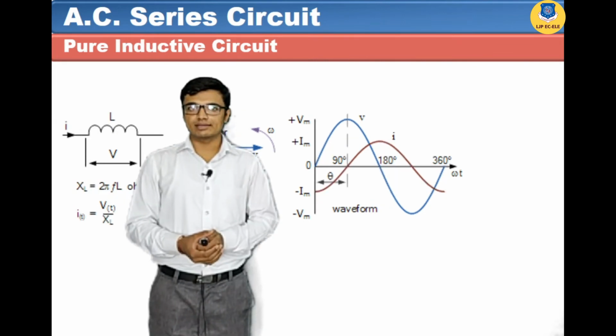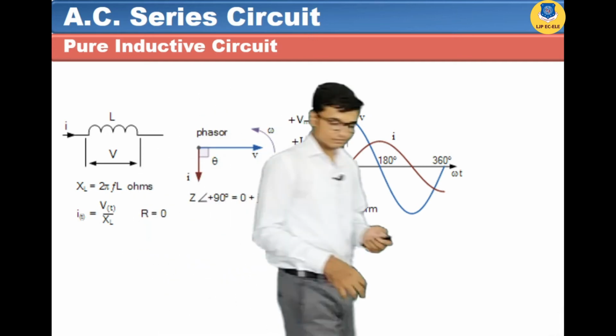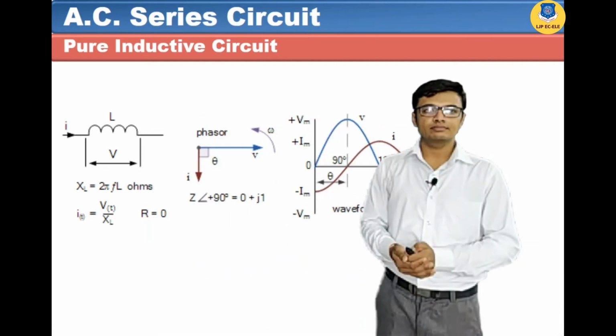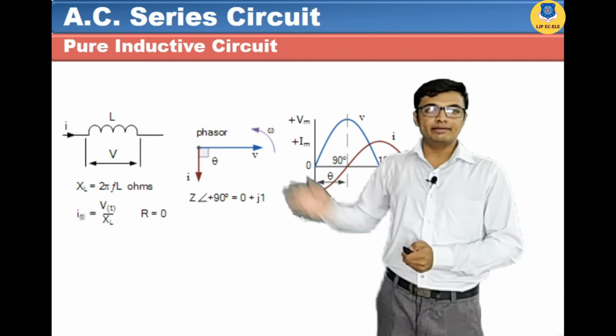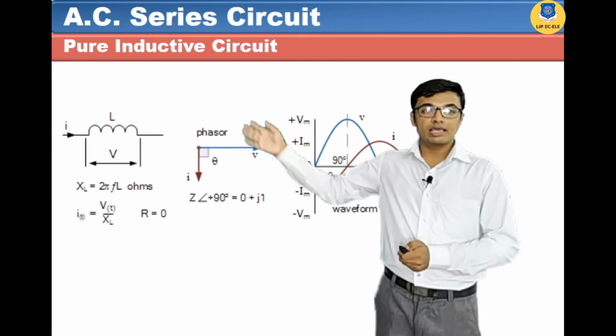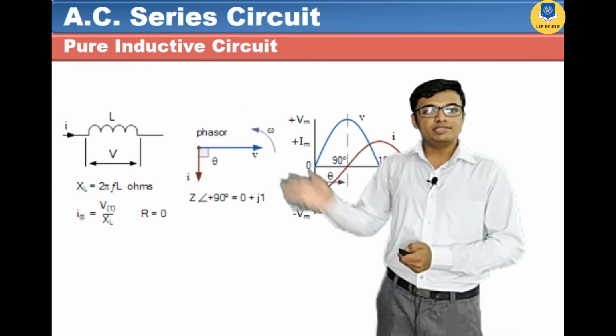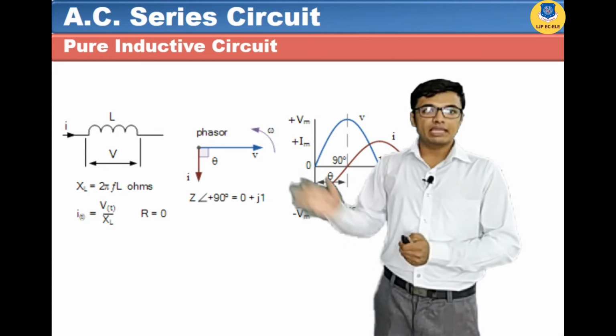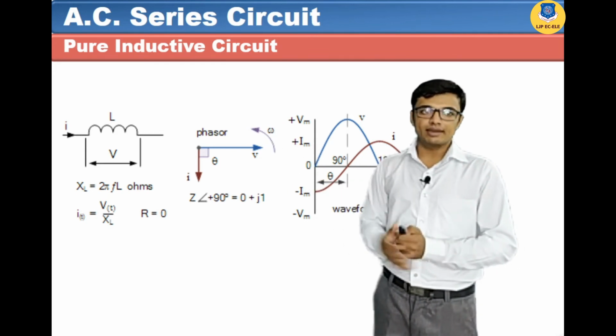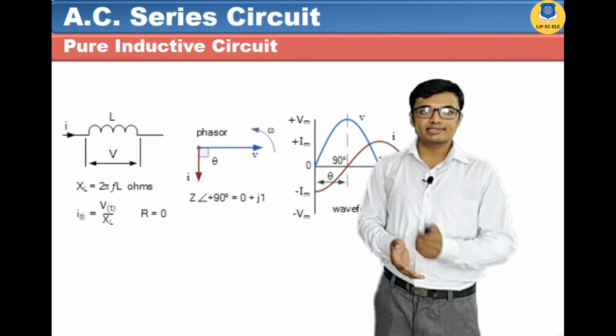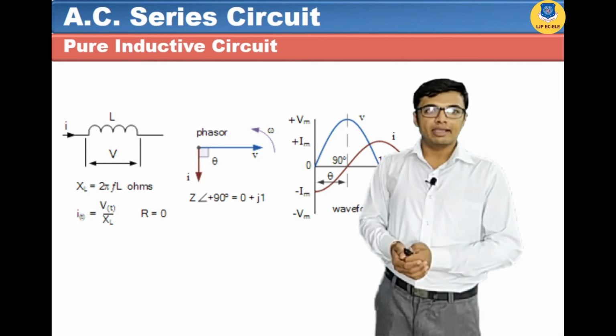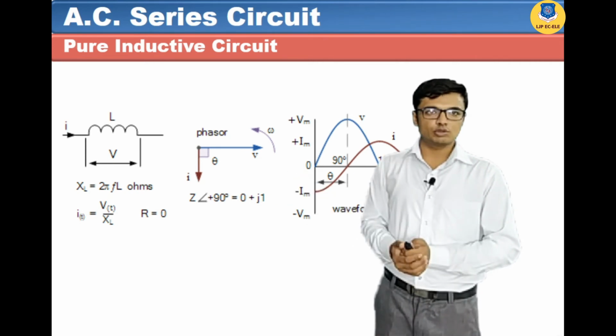Let's see the second circuit, that is the purely inductive circuit. In this circuit also we have connected an inductor in series with the AC voltage source, so current will flow through it. If we change the current passing through the inductor, then a back EMF will be induced inside the inductor, and this back EMF is always exactly opposite and equal to the supply voltage. And the resistance of a purely inductive circuit is always zero.